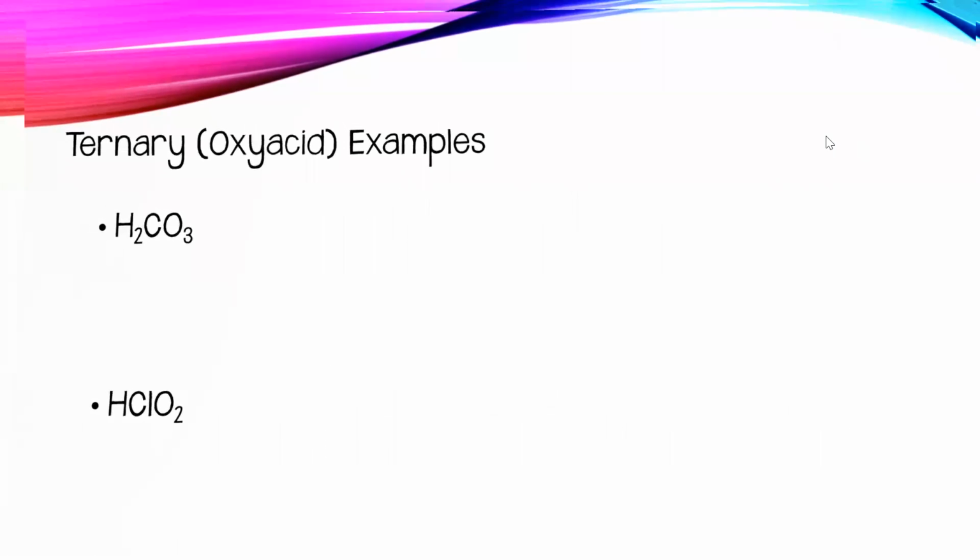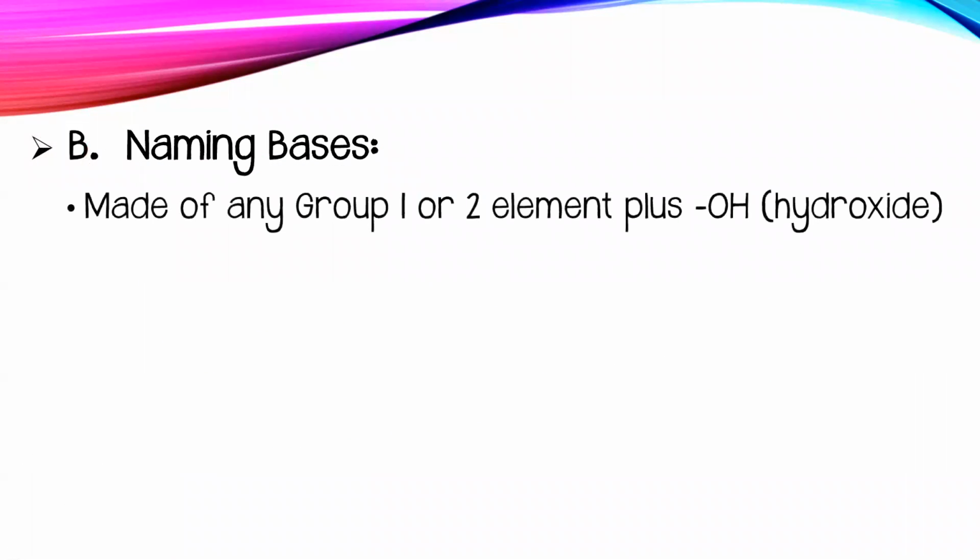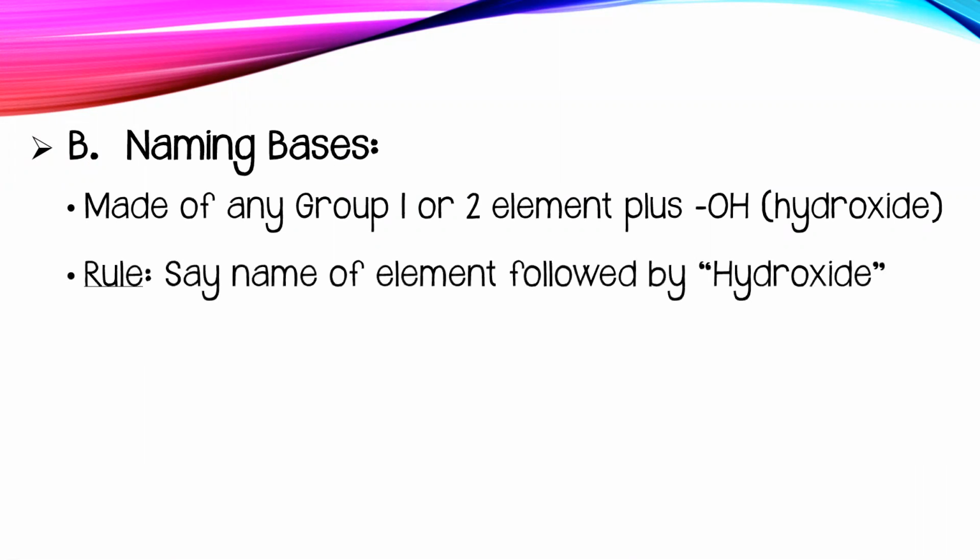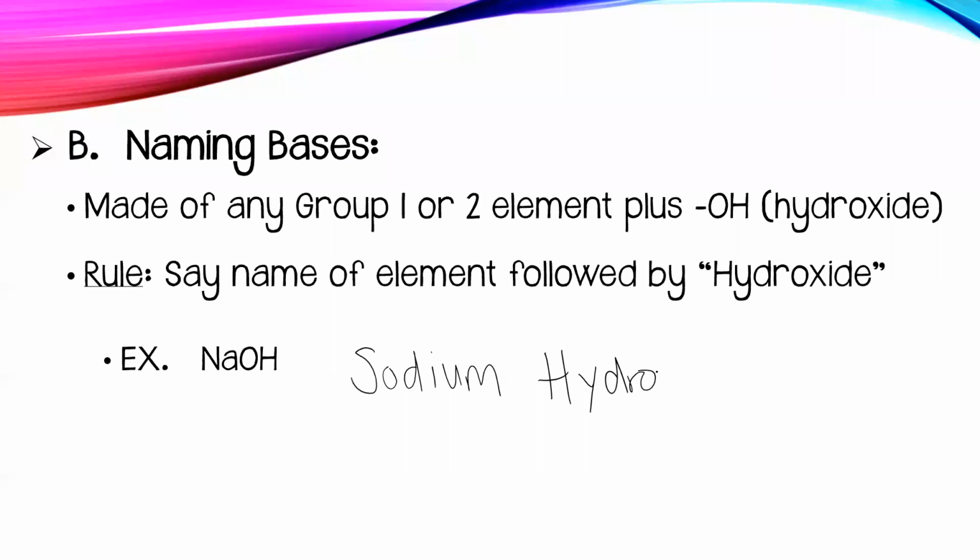Okay, and lastly, how do we name bases? Well, bases are quite simple. You're most likely going to have a group 1 or group 2 metal plus an OH hydroxide on the end. So basically, you just say the name of the first element, the metal, followed by hydroxide. Super simple to name. So example, NaOH. Na is our metal, sodium, and then OH is hydroxide. So this base is sodium hydroxide. Easy as that.